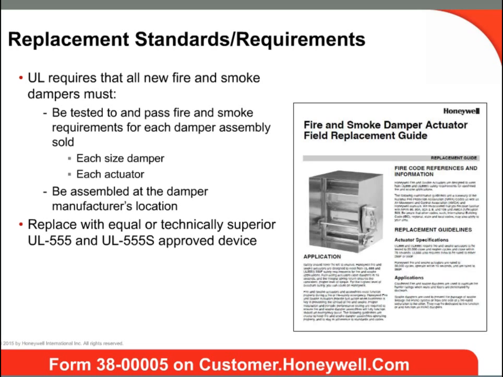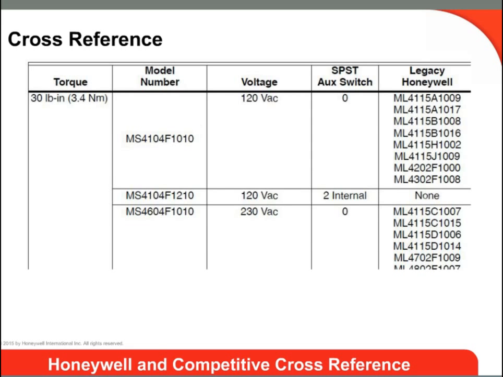The Honeywell document 38-00005, Fire and Smoke Damper Actuator Field Replacement Guide, covers actuator replacement and is available at customer.honeywell.com. That document includes a cross-reference from old Honeywell actuators, as well as competitive ones, to current models.